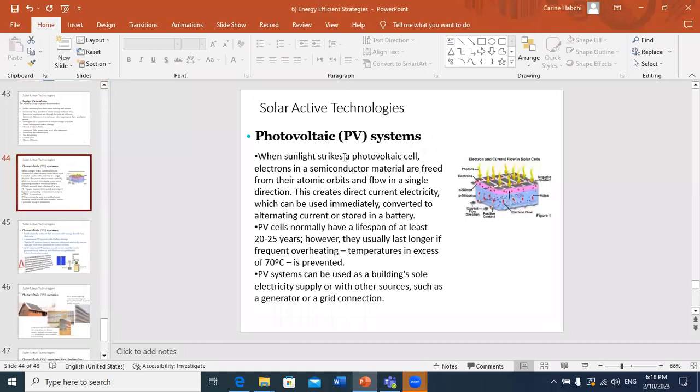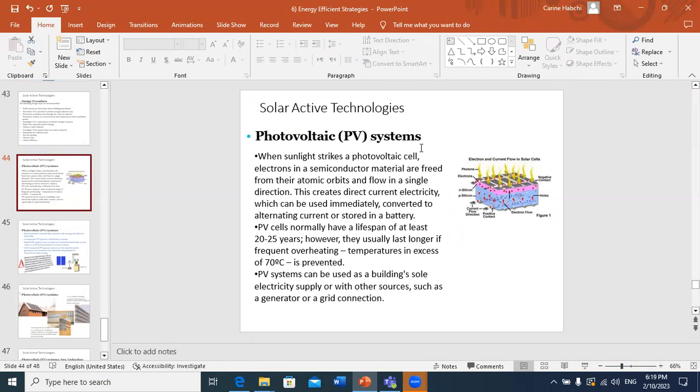Now, another very important active technology is photovoltaic PV systems. We already discussed in class how this technology evolved very fast, because at the beginning it was very limited because of the temperature limit and decrease of efficiency, and we were able to overcome this with advancement of technology and engineering ideas.